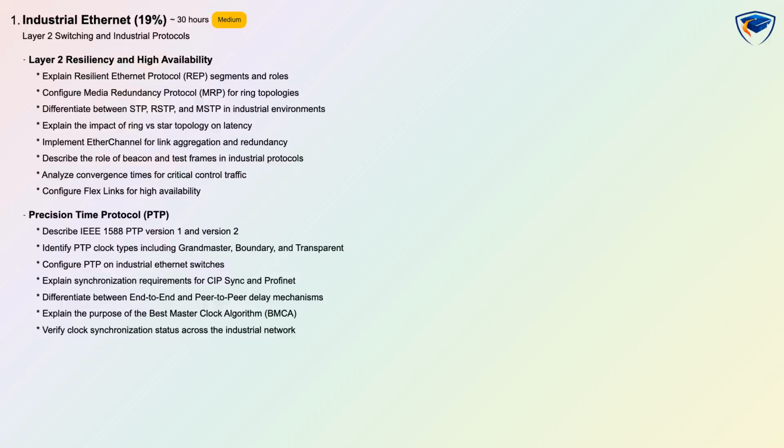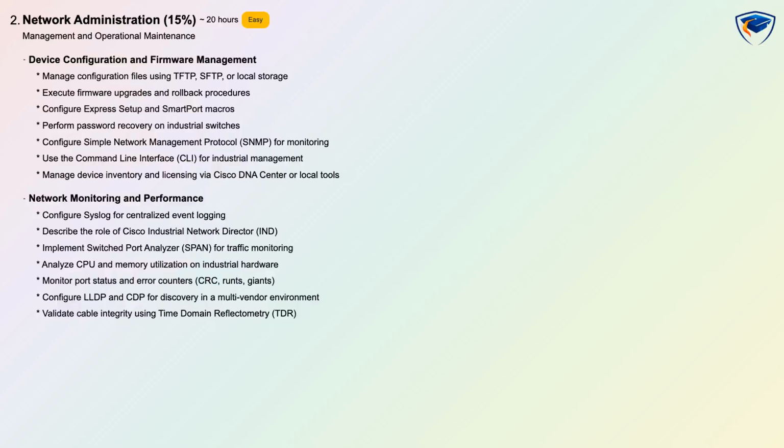and Profinet. Network administration makes up 15% and focuses on management and operational maintenance with an easy difficulty and about 20 hours of study. Assessment is conceptual and scenario-based and emphasizes device configuration and firmware management using TFTP, SFTP or local storage and rollback procedures. You will practice CLI tasks, express setup and smart port macros, and configure SNMP for monitoring. The domain also covers network monitoring with Syslog, Cisco Industrial Network Director, SPAN, LLDP and cable diagnostics like TDR.